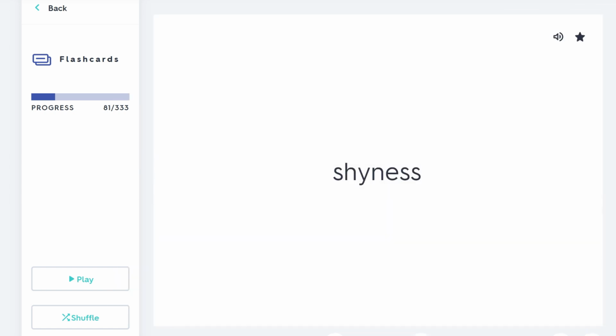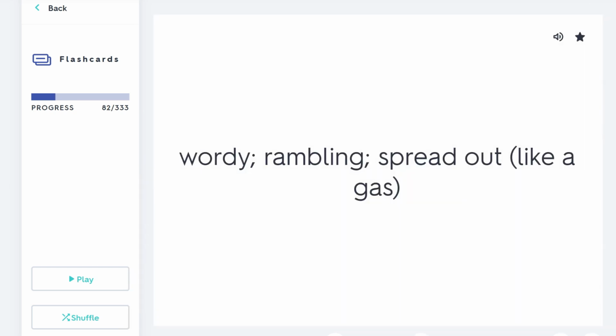Diffidence. Shyness. He demonstrated significant diffidence when meeting in large groups. He was quite shy, lacking in confidence. Diffidence. Diffuse. Wordy, rambling, spread out like a gas. His argument was quite diffuse, all over the place. Where was the core of it? I don't get what you're saying. Or their search was quite diffuse, spread out across a large area. Diffuse.